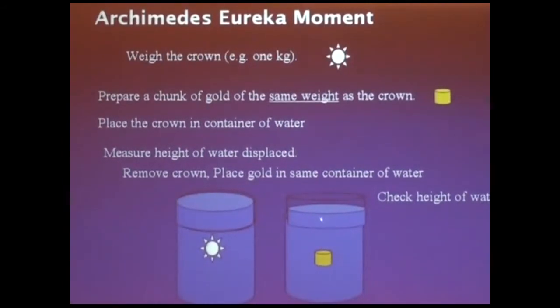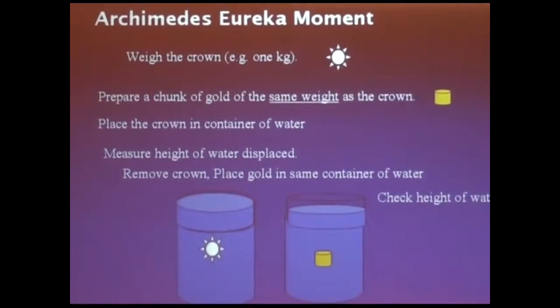Okay, what do you observe? This volume is smaller than this volume, right? What's happening is when he puts the object in, the object is displacing its volume. So the volume of the crown is bigger than the volume of the gold. Now come to the concept that you may have learned in high school, density.